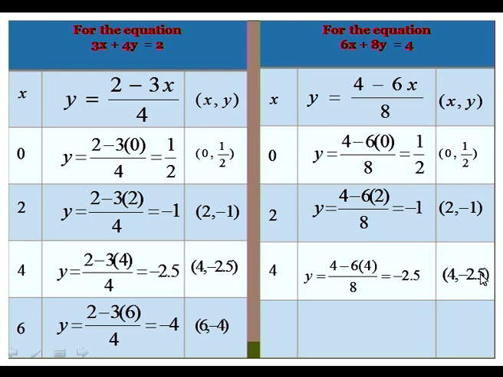And when we take 6, our y value would be (4 - 6 times 6)/8, which is equal to -4. Our ordered pair would be (6, -4).